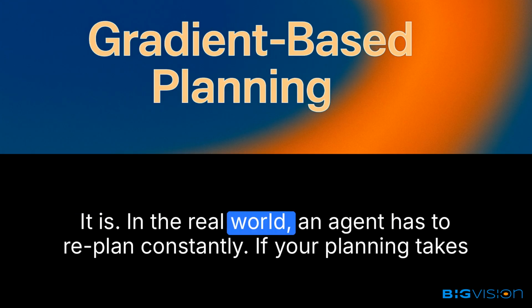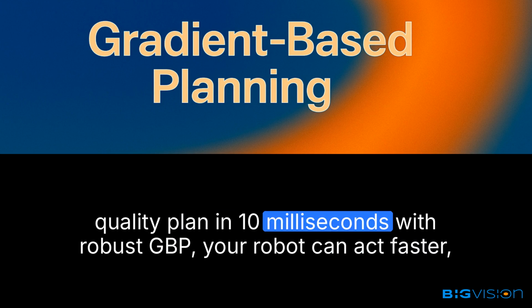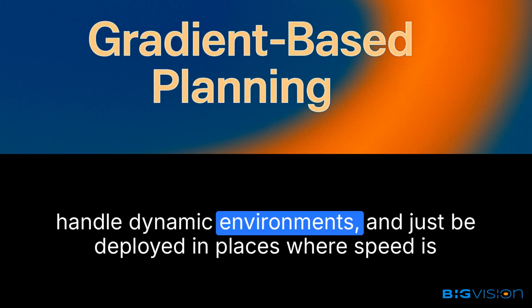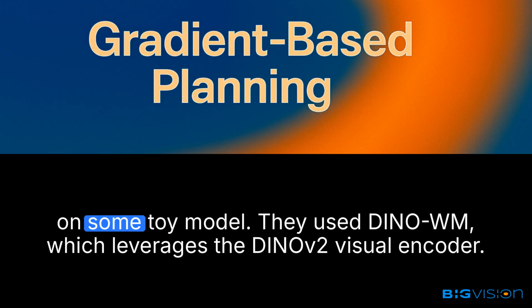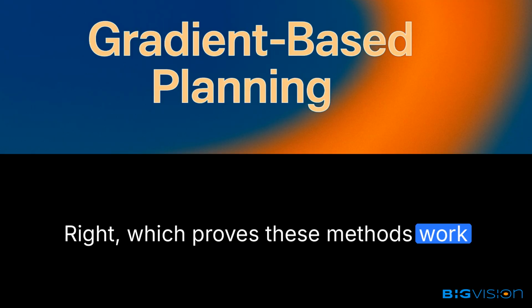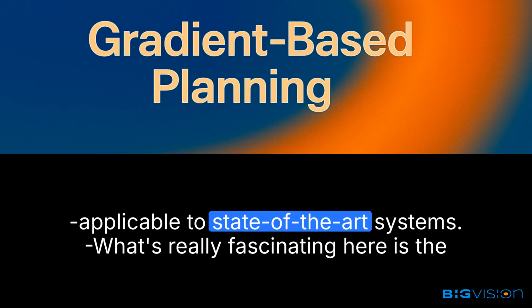It is. In the real world, an agent has to replan constantly. If your planning takes 100 milliseconds with CEM, you can only react so fast. If you get that same quality plan in 10 milliseconds with robust GBP, your robot can act faster, handle dynamic environments, and just be deployed in places where speed is critical. And it's important to remember this wasn't on some toy model. They used DINO-WM, which leverages the DINOv2 visual encoder. Right, which proves these methods work even with rich, high-fidelity visual features. The results are immediately applicable to state-of-the-art systems.